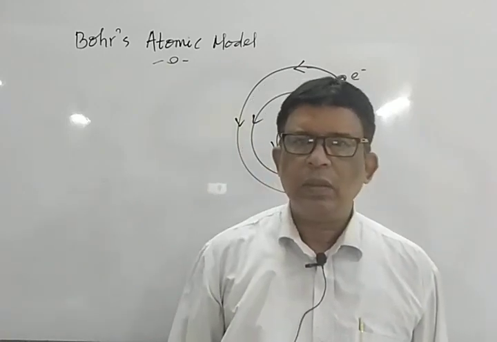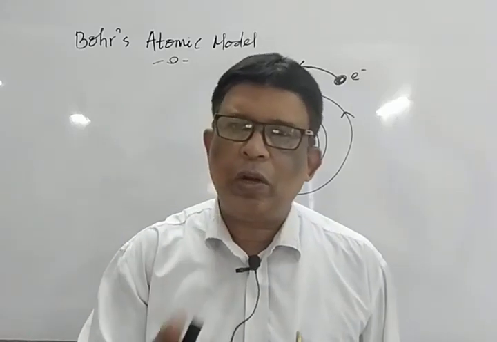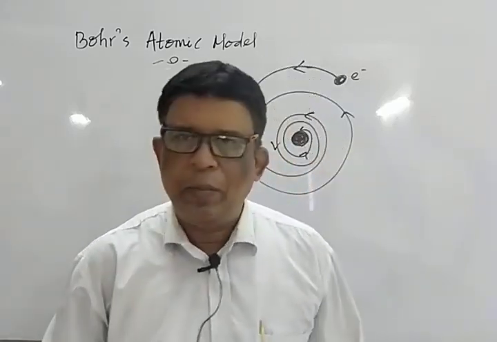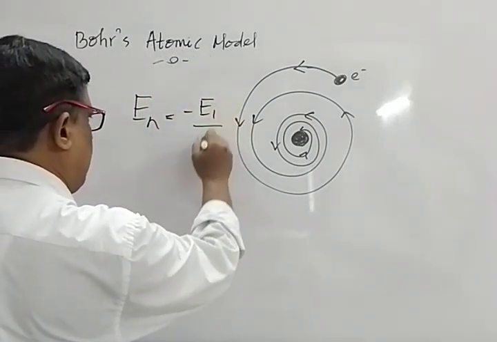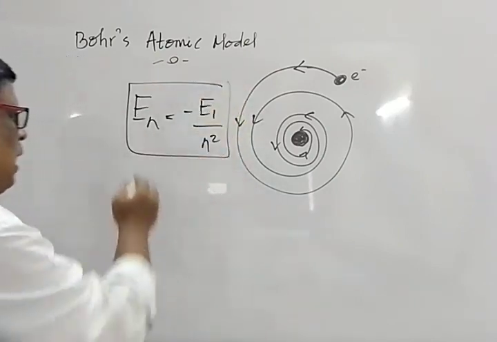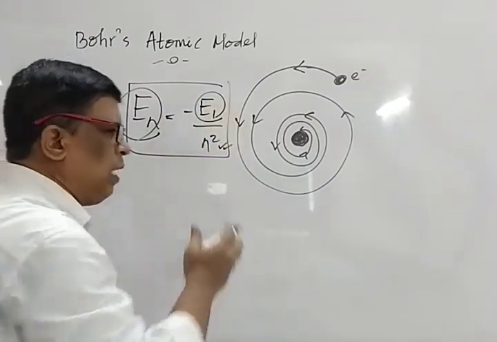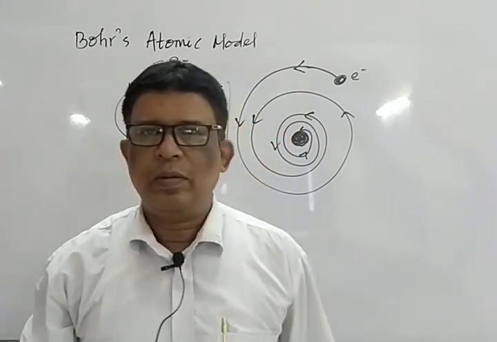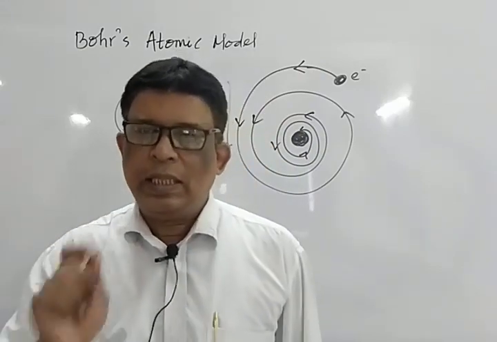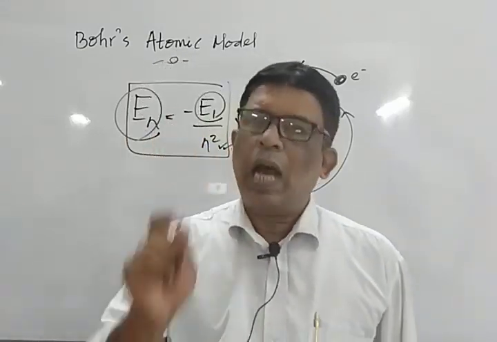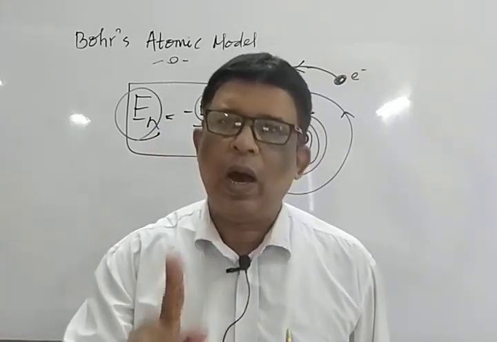Next, the energy is quantized. The energy of a particular level is quantized, given by the expression En = -E1/n². That means the energy of the nth orbit equals the energy of the first orbit divided by the square of the orbit number. Mark that. The main important point is that this model is meant for the hydrogen atom or hydrogen-like species containing only one electron.